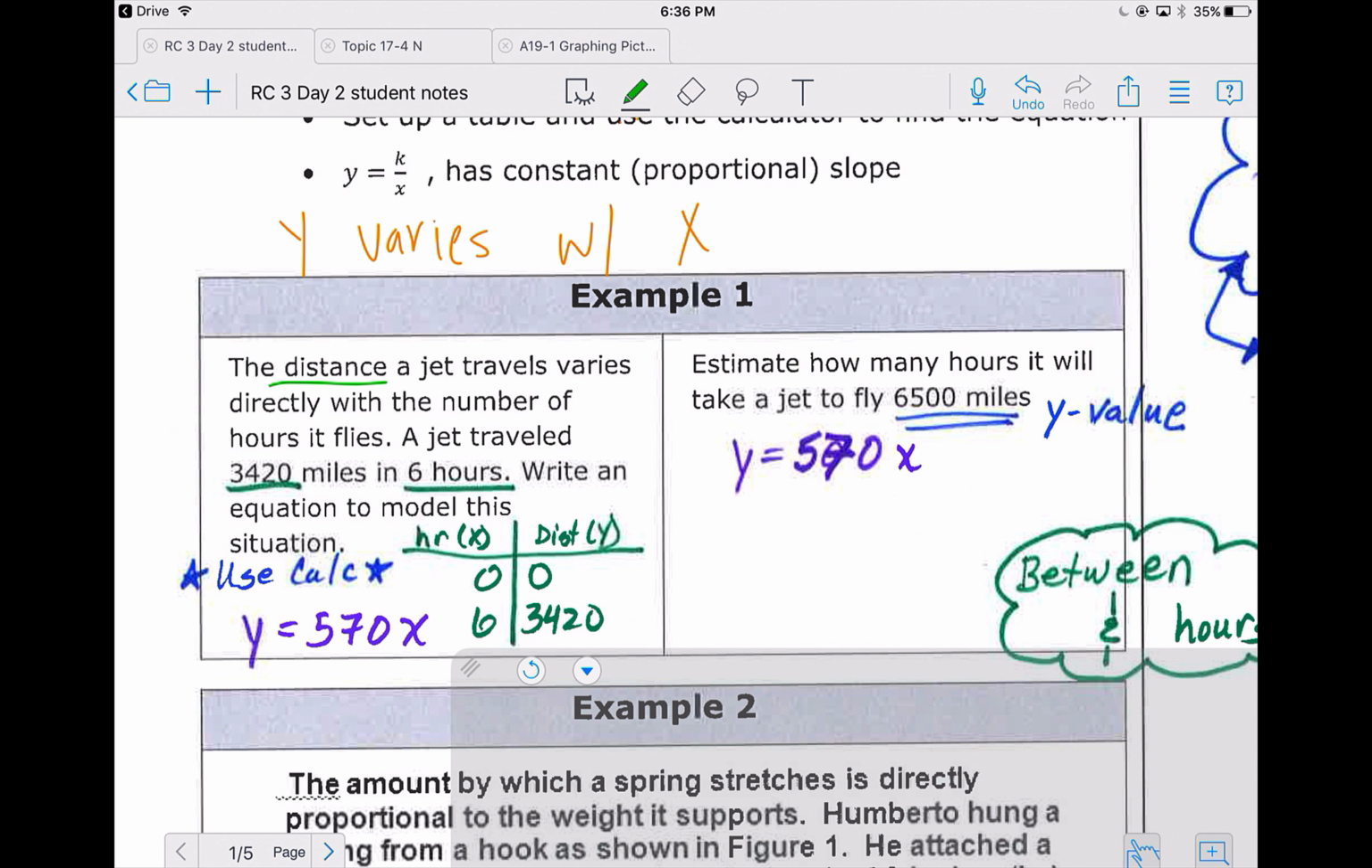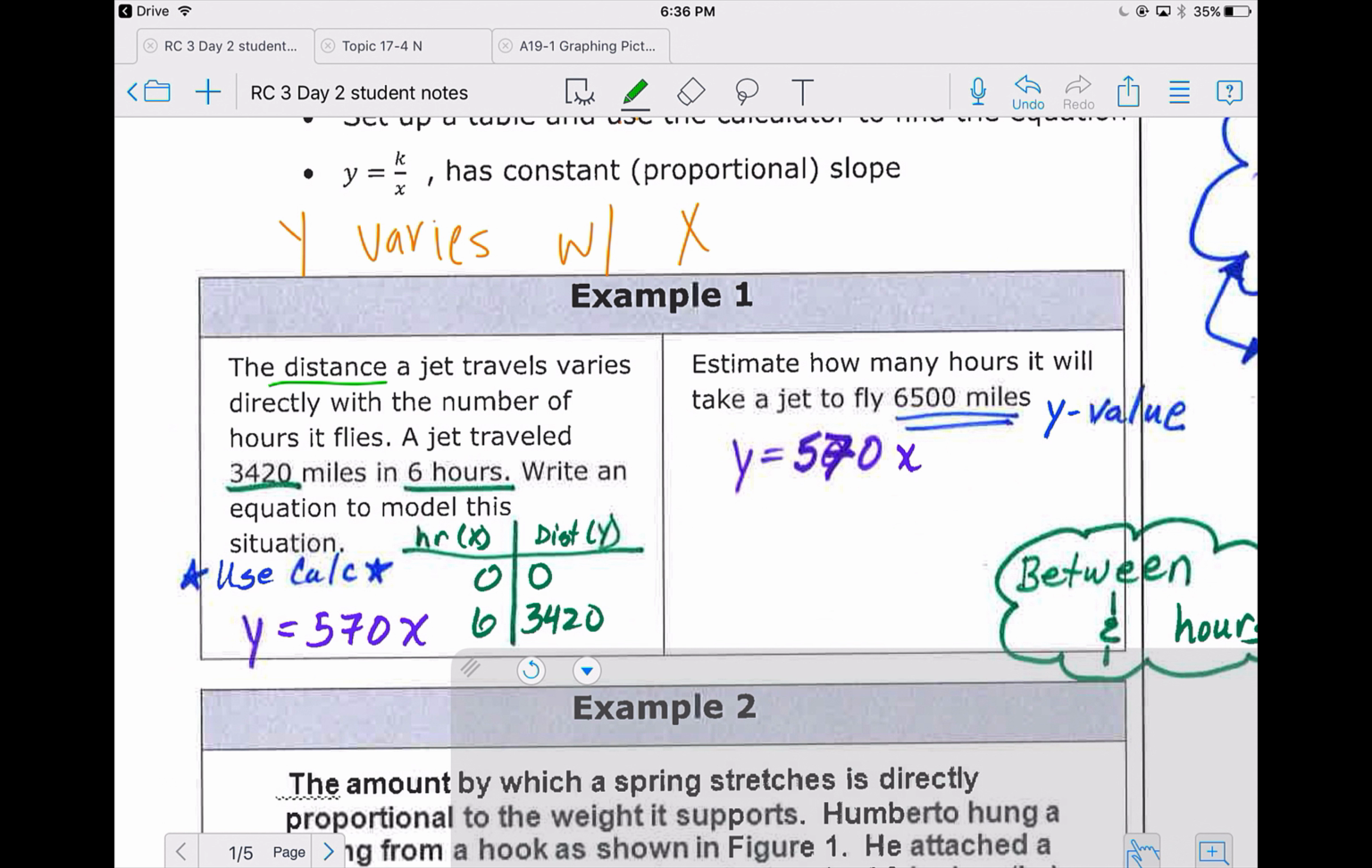Now, to estimate how many hours it will take to fly that many miles, we will definitely use the calculator. So I'm going to open up my calculator. And we're going to plug this equation into y equals exactly like we see it. 6,500 miles is a distance. That is a y value. So 570x into y equals. I go to the table, so second table. I'm looking for 65,000 on the y's.